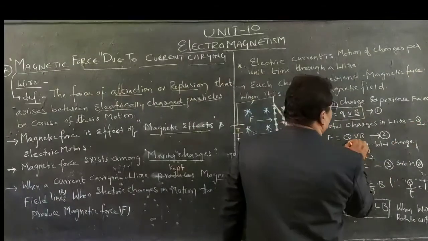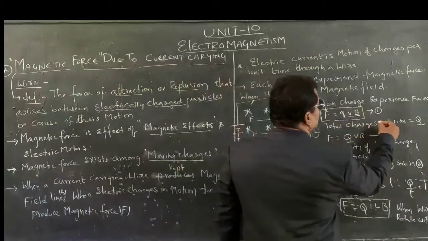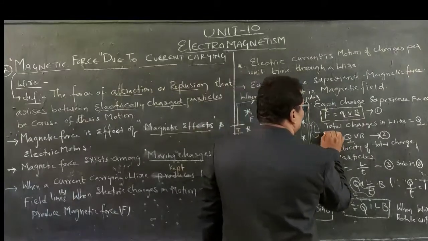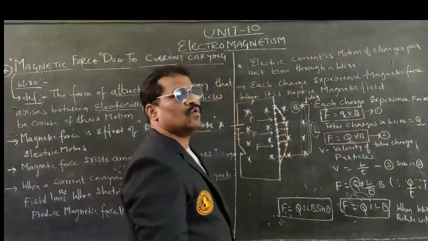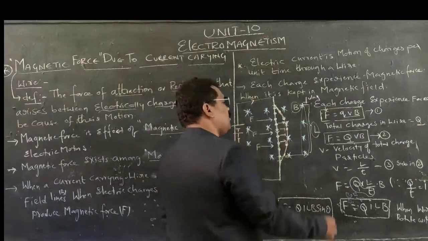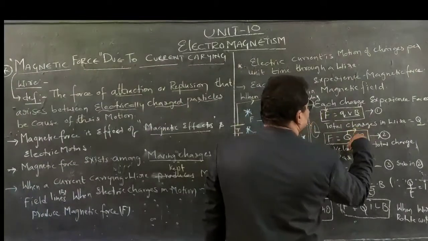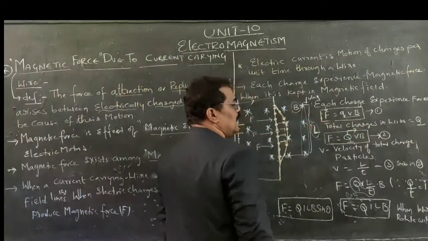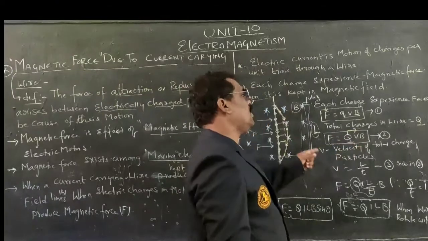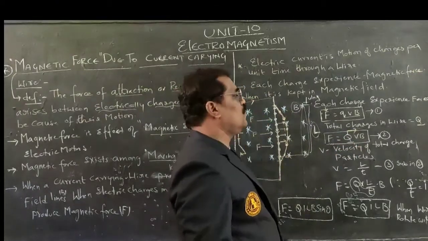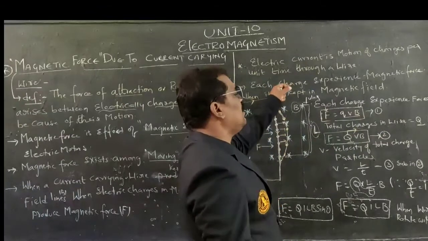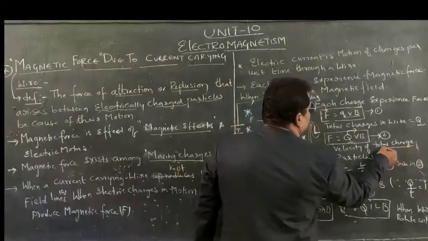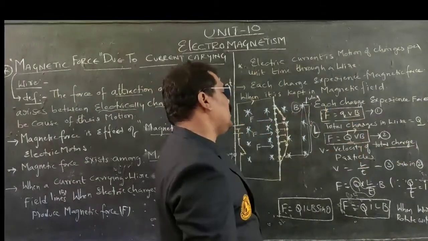Q represents the total number of charges. Therefore, for the total charges in a wire, the force experienced by this particular wire will be F = QvB, where Q is the total charges existing within the length of this wire, whose length is L. V represents the velocity of the charge flow, and B represents the magnetic flux density. Here v is nothing but the distance the charge particles move per certain time interval.